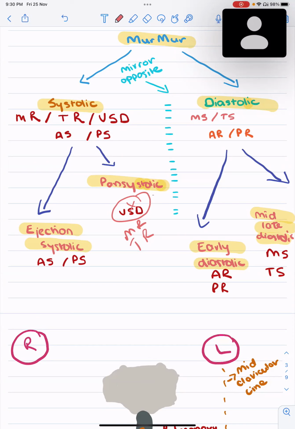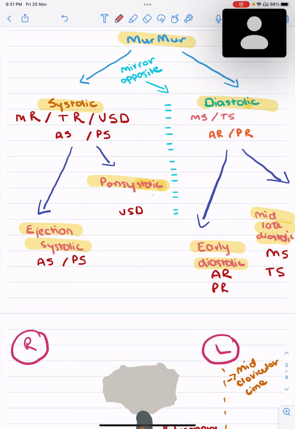There's another systolic murmur, which is called ejection systolic. So already we have put these two in pansystolic. What we are left with, aortic stenosis and pulmonary stenosis, we are going to add in ejection systolic murmur. Okay, guys, any questions till now? Okay, someone is typing.